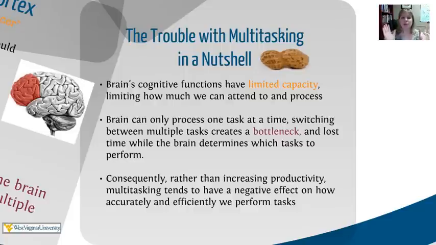In a nutshell, the brain's cognitive functions have limited capacity. So they're good at their job, but when you give them a hard task, they can't do a whole lot else with whatever limited resources are left. Also, the brain can only process one task at a time, because the prefrontal cortex is switching back and forth, not going at the same time. And so there's a lot of lost time during that switching when we're actually trying to get something done.